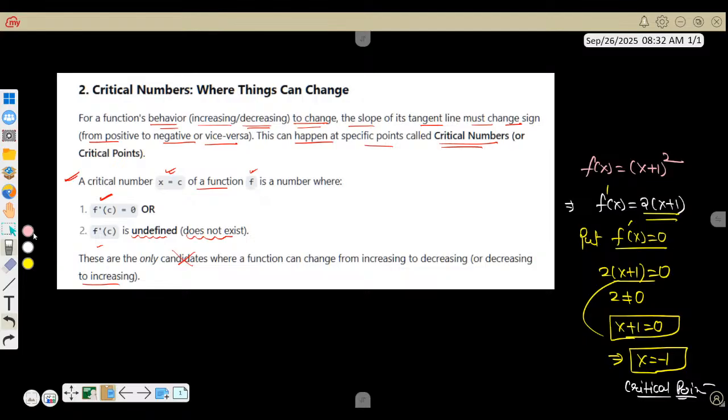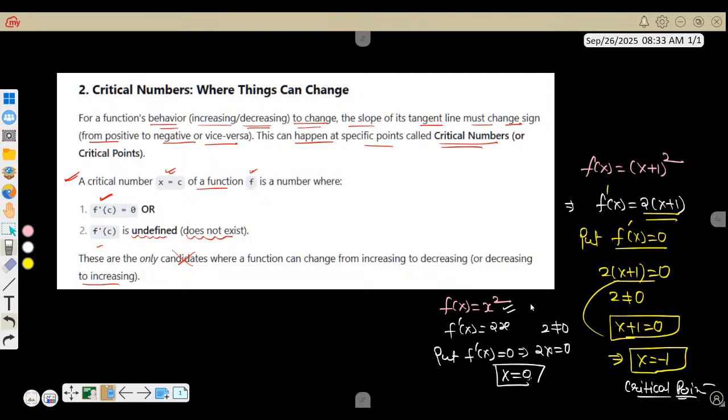And suppose you have a function f of x is equal to x square. What is the derivative of this function? 2x. When we put f dash x equal to 0, this implies 2x equals 0. 2 cannot be 0 because 2 is a constant number. So it means x equals 0. So this x is called a critical point of x square. And we know that the graph of x square is like this.